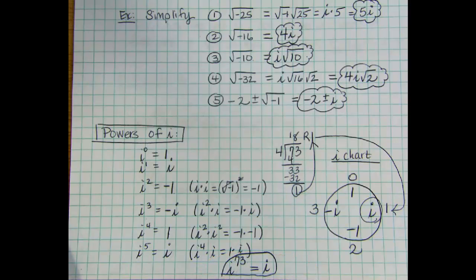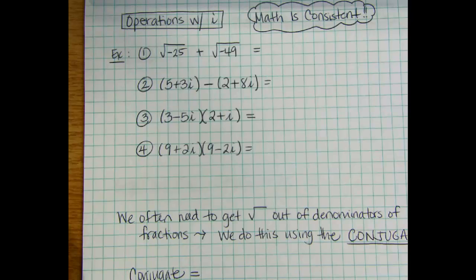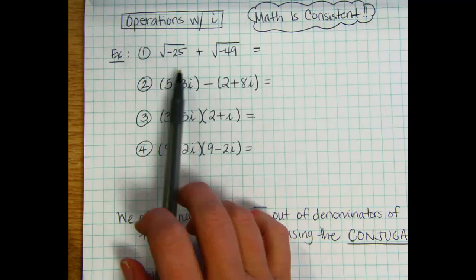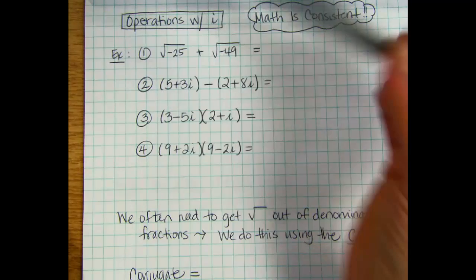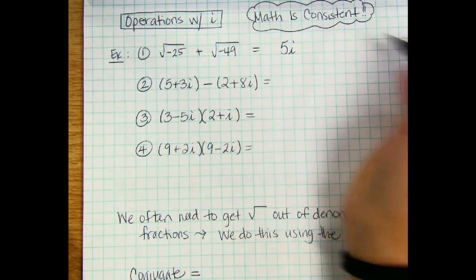Okay. Now, math is consistent. So one of the things you're going to notice is that we have operations that we can do with I. And I really behaves just like X. So let's just go through some of these. The square root of negative 25. Well, we learned that that's 5i.